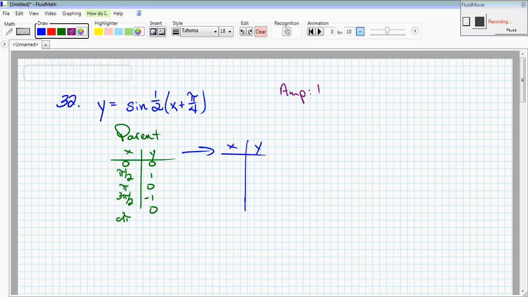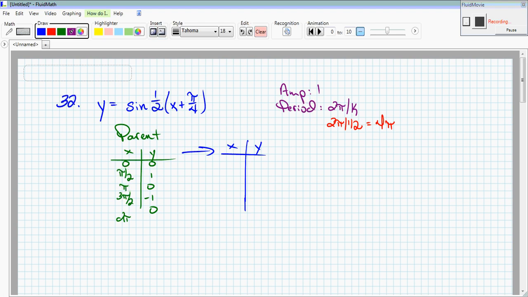In terms of the period, we discussed earlier it is 2 pi divided by k, and in this particular case k is 1/2. So what we have is 2 pi divided by half. Dividing by a fraction is like multiplying by its reciprocal. So what we have is a period of 4 pi.